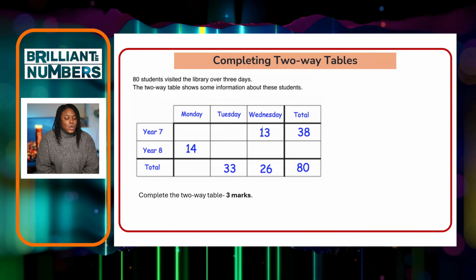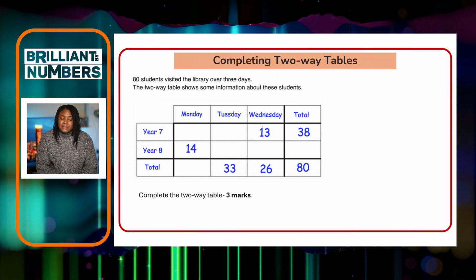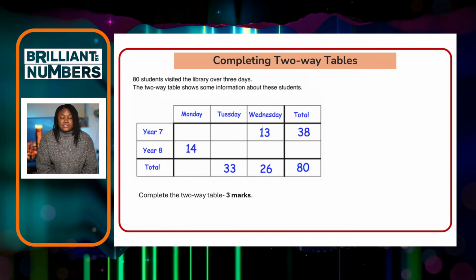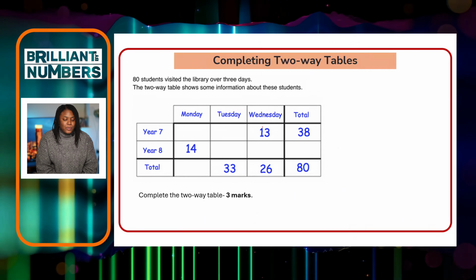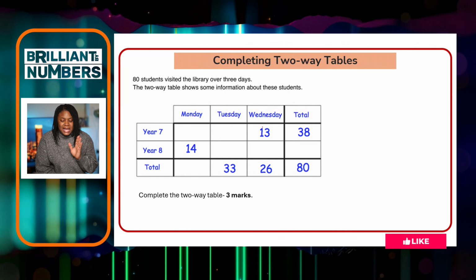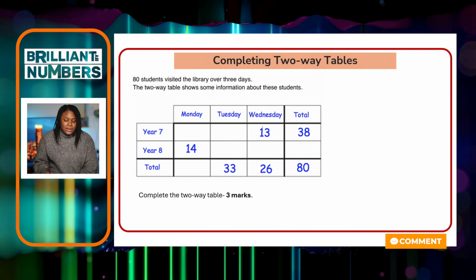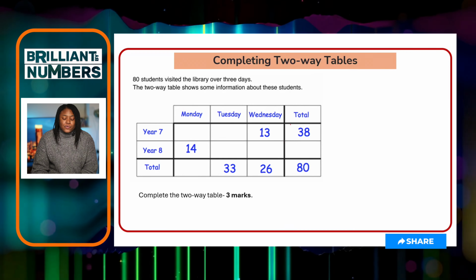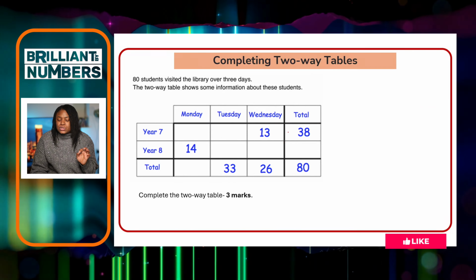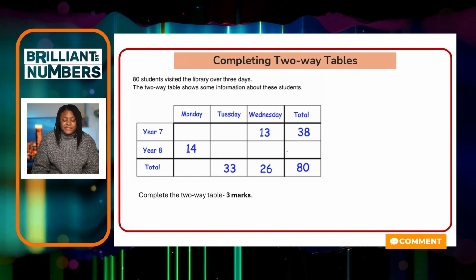So for the first example, where we are completing a table, given for 3 marks, we're told that 80 students visit the library over 3 days. The two-way table shows some information about these students. So we can see here we've got year 7 students, year 8 students, and we've got Monday, Tuesday, and Wednesday. We're asked to complete the two-way table. Now a good practice is to look for columns or rows that only have one missing element. That's the easiest to fill in.